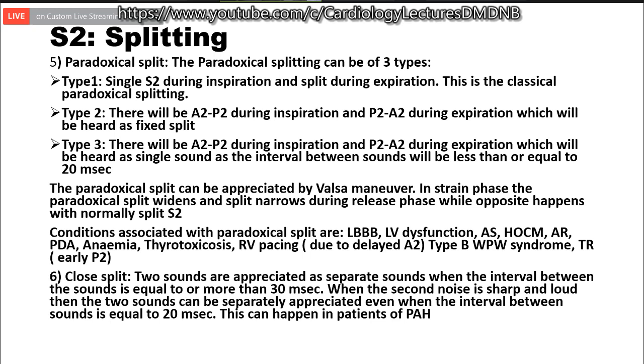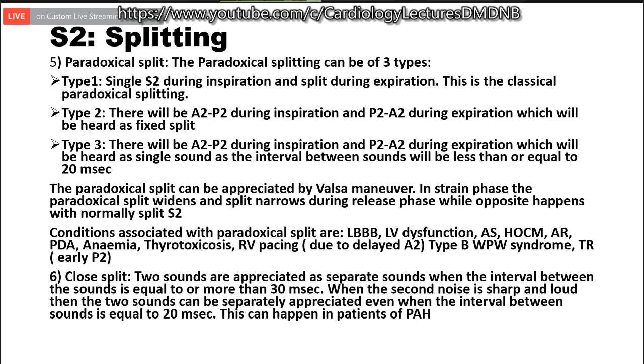Type 2, there will be A2, P2, that is A2 occurring first and P2 occurring later during inspiration, that's normal. And P2, A2, where P2 is occurring early and A2 is delayed during expiration, which will be heard as fixed split. So A2, P2 and P2, A2. The gap between A2 and P2 during inspiration will be more than 30 milliseconds. And P2, A2, where P2 is occurring early and A2 occurring later during expiration, the interval can be more than 30 milliseconds, resulting in an auscultatory phenomenon of wide splitting of the second heart sound. That is a wide fixed split.